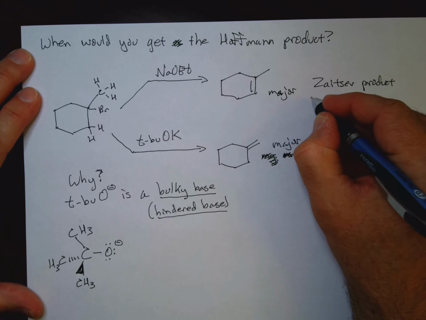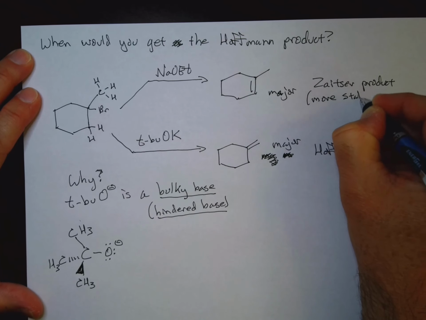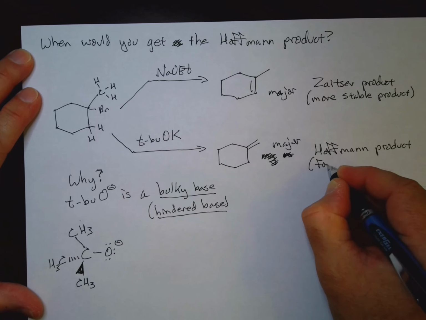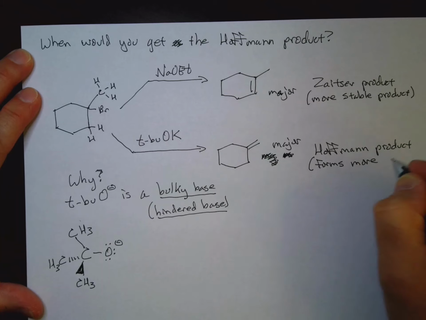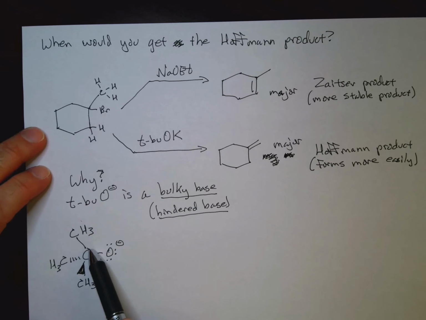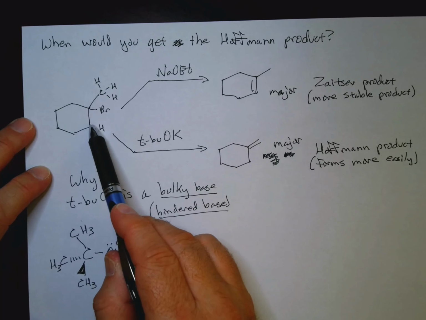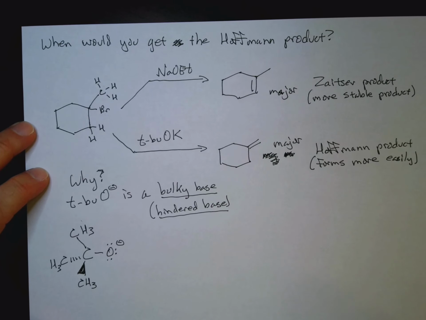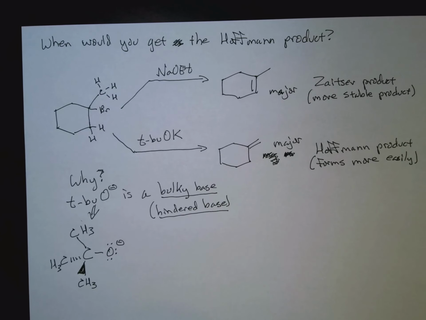Okay, so our Zaitsev product is the more stable product. The Hofmann product forms more readily, or more easily. Essentially, because this is big, it requires more energy to get in there, so we have a higher activation energy. And it's just easier, with a lower activation energy, to pluck off one of those protons that's hanging out over there. So t-butoxide, which is this guy here, is an example of a hindered base.